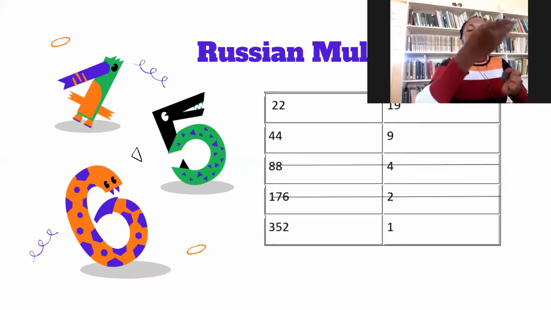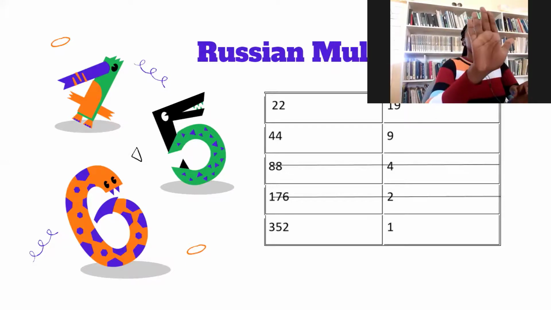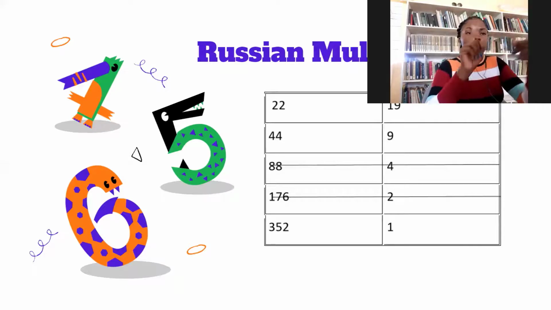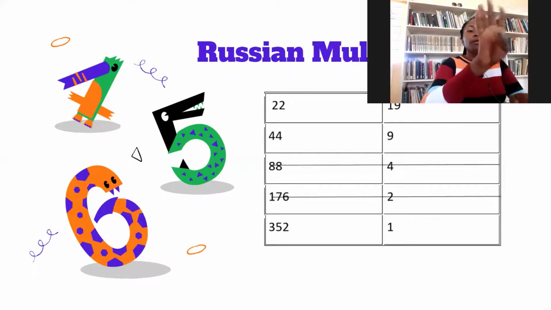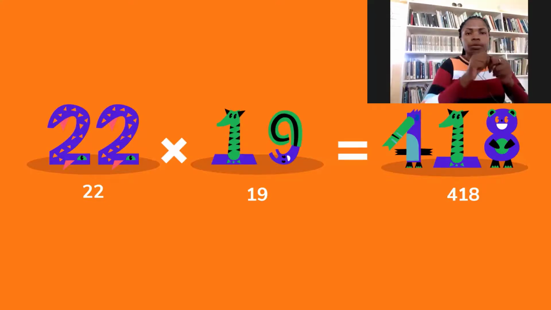The next thing is that we now take the remaining numbers from the left hand side. We take 22, we add 44, and we add 352. And you can realize that when we take 352 plus 44 plus 22, the result is 418. Remember, using the modern way of multiplication, we got the answer to be 418. Therefore, the Russian multiplication has been proved to be right with our two examples.